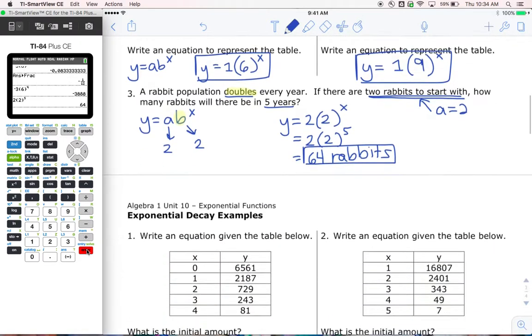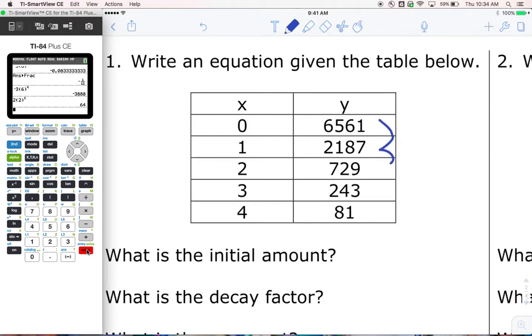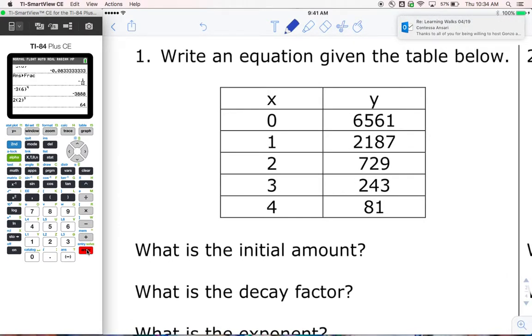All right, on the back side of this paper, on the next part, we're no longer looking at exponential growth, we're looking at exponential decay. And I think you probably can notice that that's what's happening, right? The numbers in my table this time are going down. But going down how fast? By what rate are they decreasing?